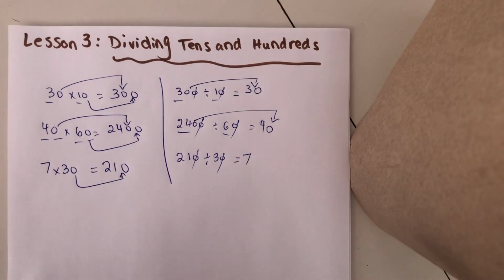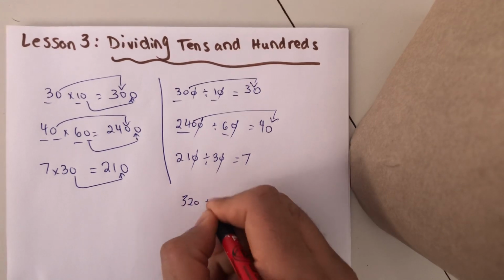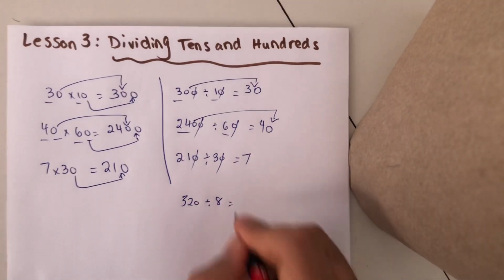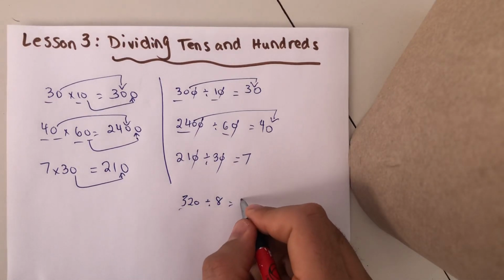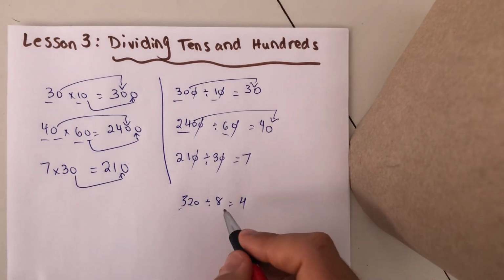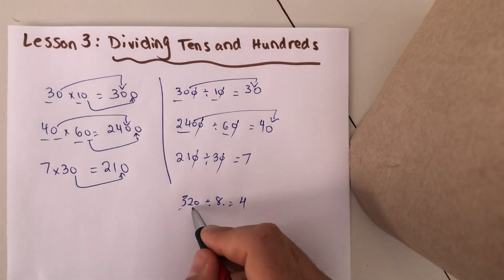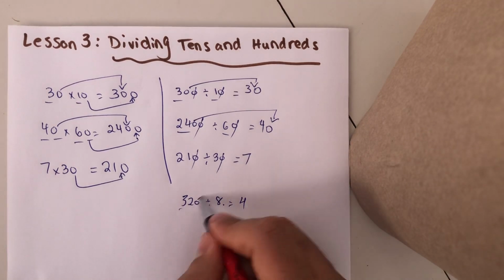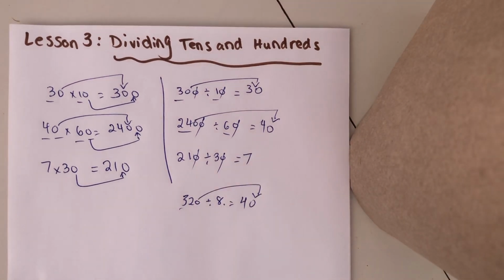Let me give you another example. 320 divided by 8 is equal to what? 32 divided by 8 equals 4. And let's see if we have any zeros to eliminate. I don't have any zeros on this side, so I cannot eliminate the 0 that's on that side. So I bring over the 0. The answer is equal to 40.